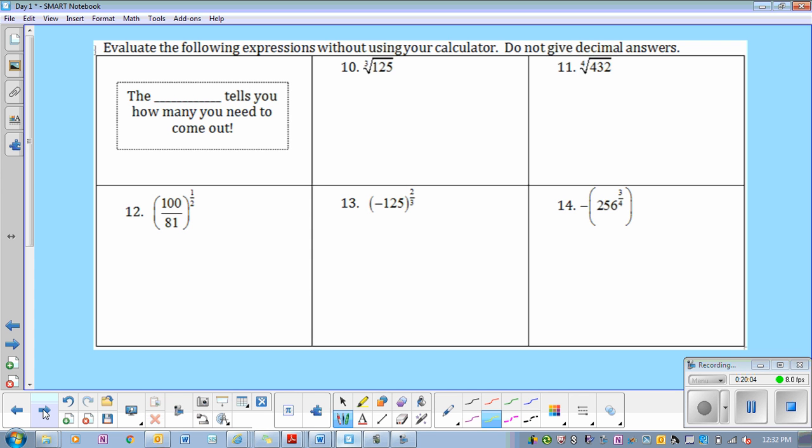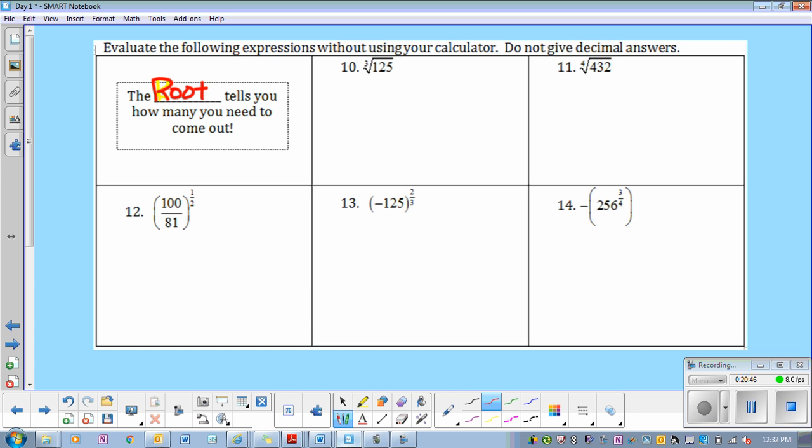All right, so it says evaluate the following expressions without using your calculator. So now we're going to have to either simplify it, simplify the radical, stuff like that. Do not give decimal answers. So what tells you how many of the same number or variables need to come out? The root, or your index. That's the number that tells you how many you need in order for it to come out of the radical.